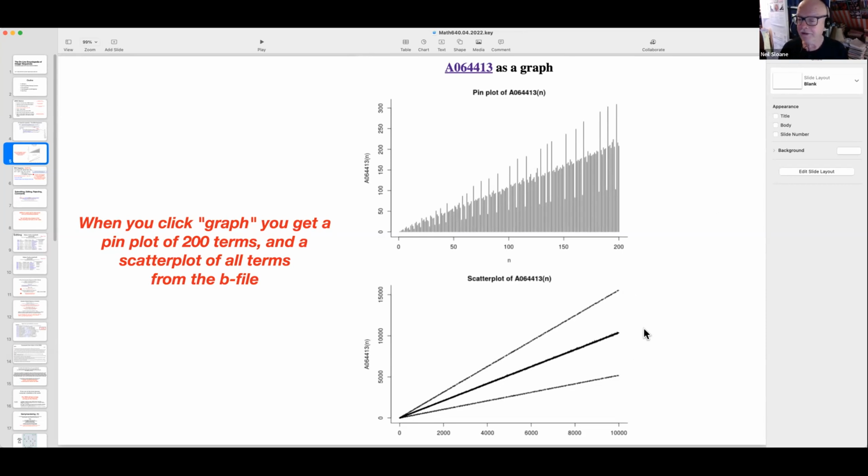And this one has a very interesting graph. It's got 3 straight lines, pretty straight. They're not really straight, but they're straightish. And one has slope 1 and 2.5.